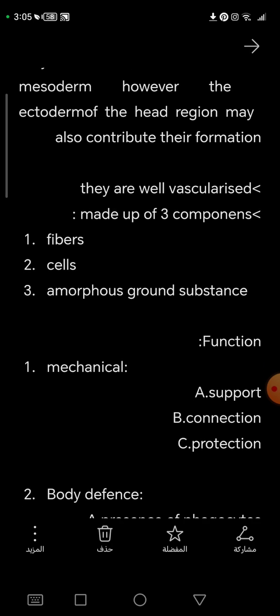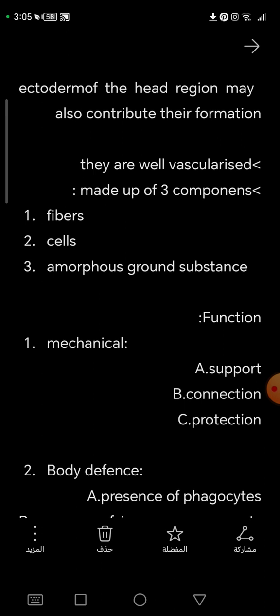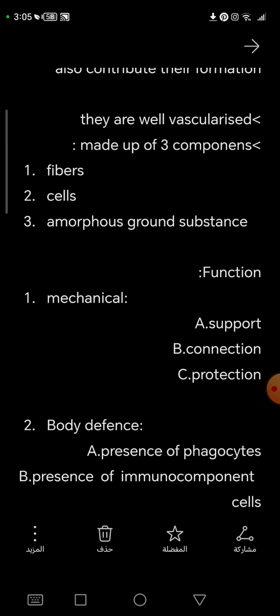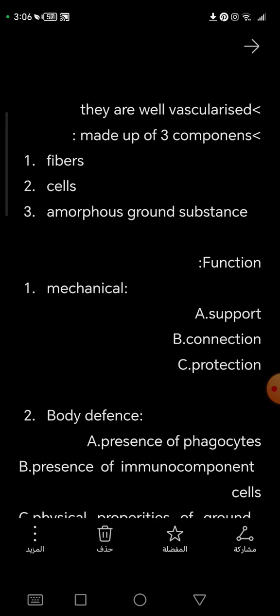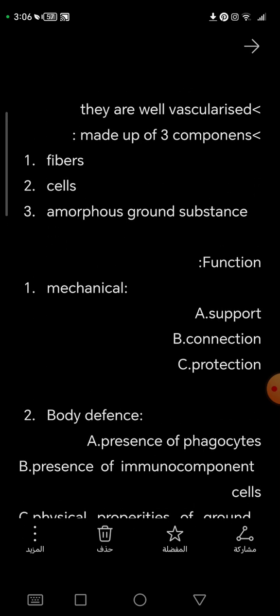They are made of three components: fibers, cells, and amorphous ground substance. I explained about fibers in my past videos: collagen fibers, elastic fibers, and reticular fibers. How to know them and how to identify them, I did explain about it. We will come to function. We have some main types of function, depending on the role that the connective tissue has in our body.